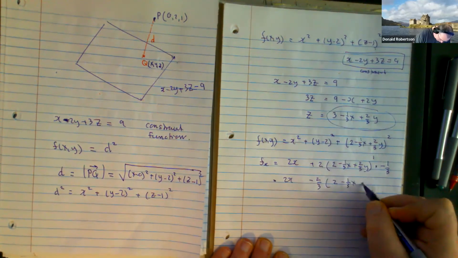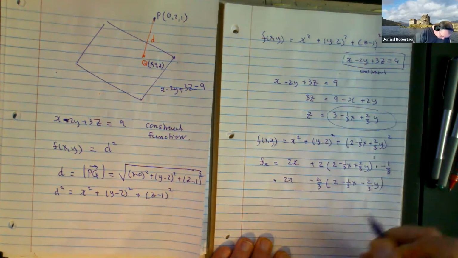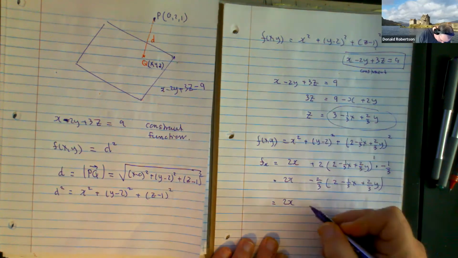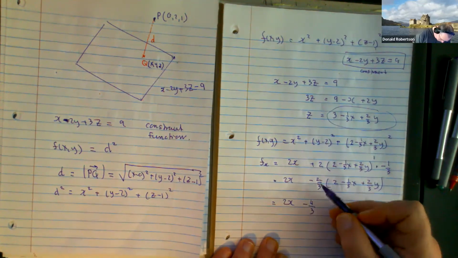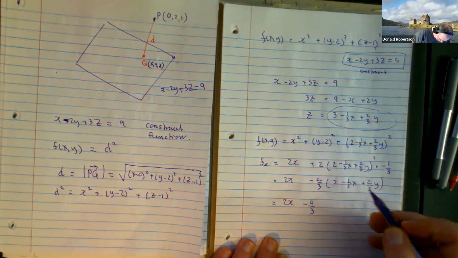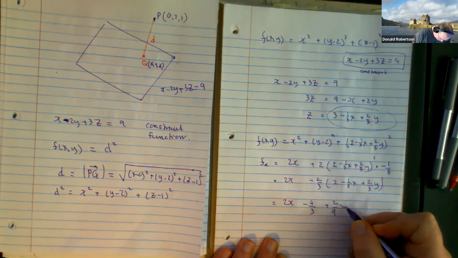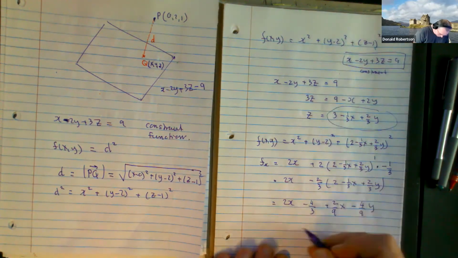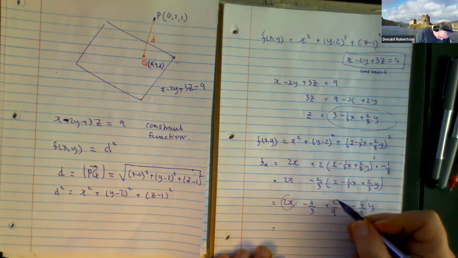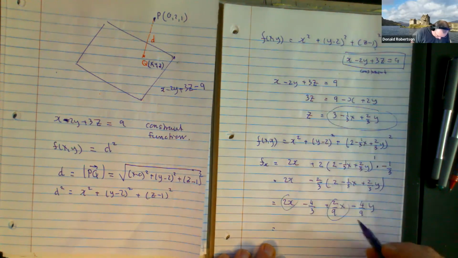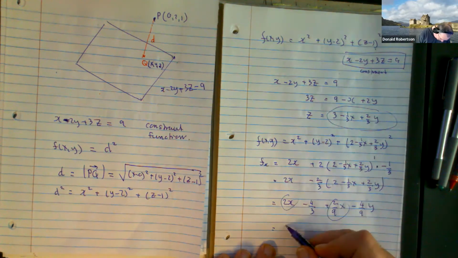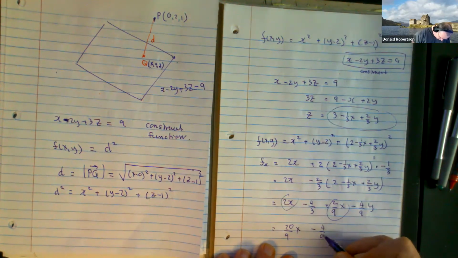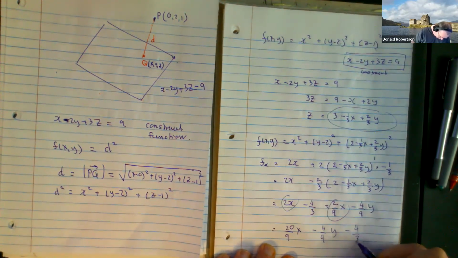And again, you probably don't need all these lines. It's going to be 2x. That times that is going to get me -4/3. That times that is going to get me plus 2/9 x. And that times that is going to get me -4/9 y. And then I'm going to take those and combine them together. And that's 18/9, so that's 20/9 x, take away 4/9 y, take away 4/3.